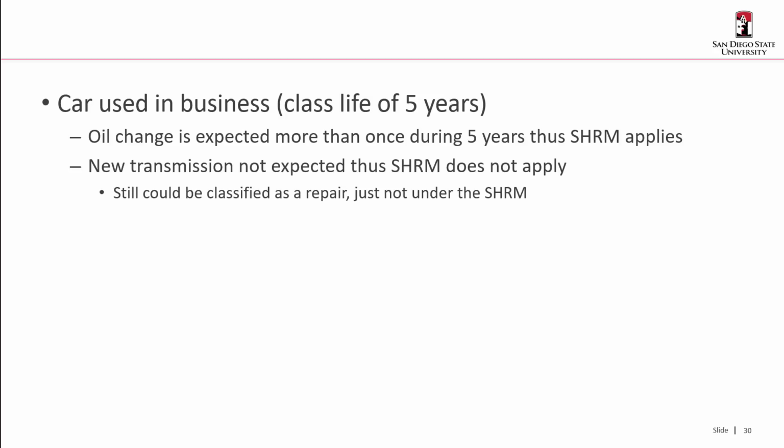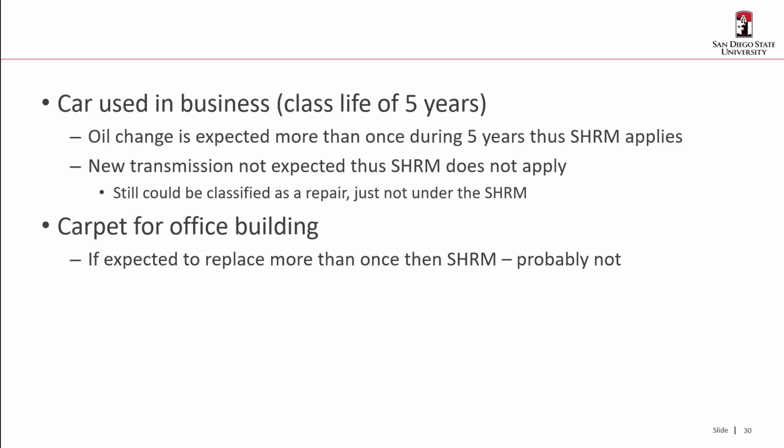A new transmission, on the other hand, you would probably not expect to change that out during the 5-year period. You'd like to think the transmission's going to make it for the full 5 years. Now, that's not to say you couldn't classify it as a repair. You might be able to, but you're not going to be able to apply the safe harbor to that because you would not ordinarily expect to replace that transmission more than once during the class life.